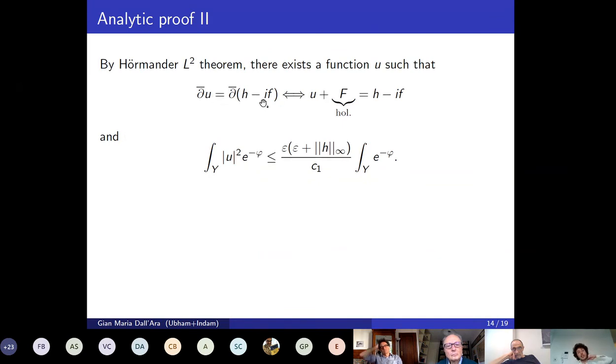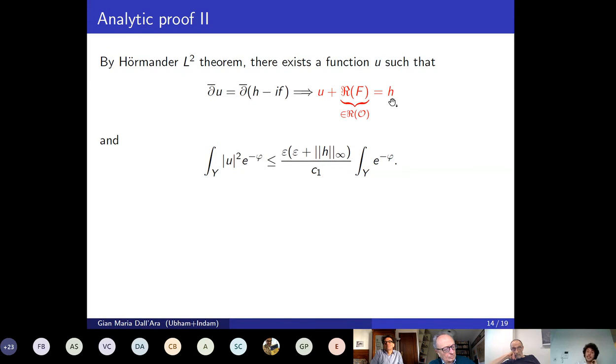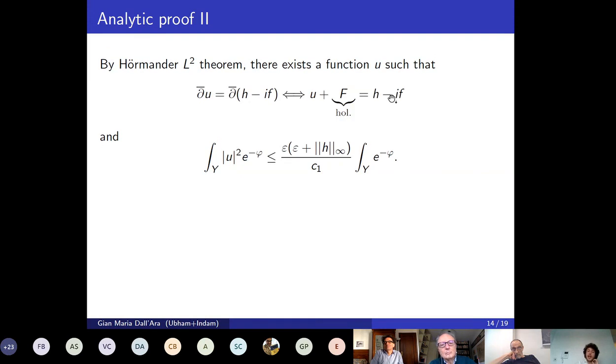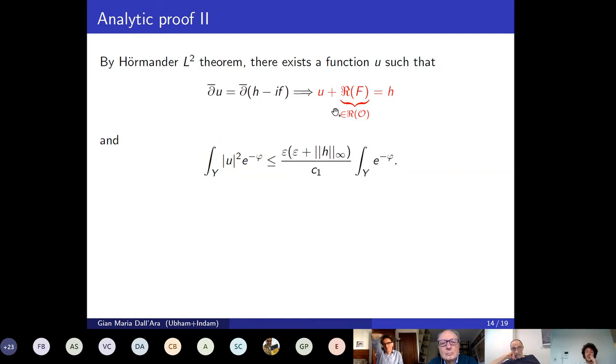d-bar of u is equal to d-bar of h minus i f, but this just means that u and h minus i f differ by a holomorphic function. And in particular, taking real parts, I discovered that, you see that i f is purely imaginary, then h is equal to u plus the real part of a holomorphic function. And of course, Hörmander's theorem comes with a bound, but the bound involves the integral of the weight e to the minus phi.